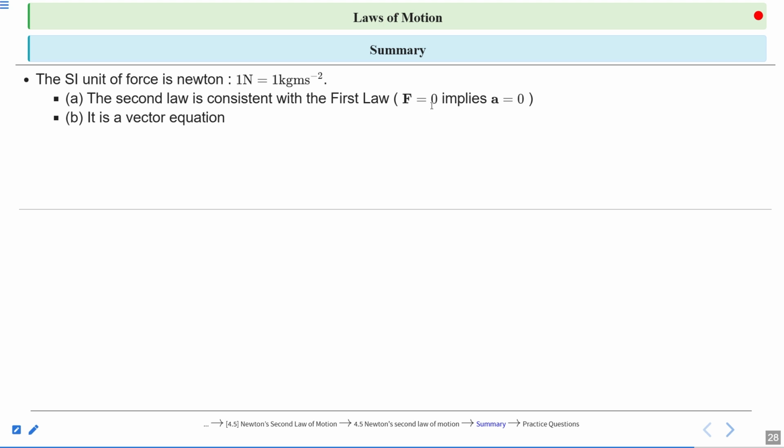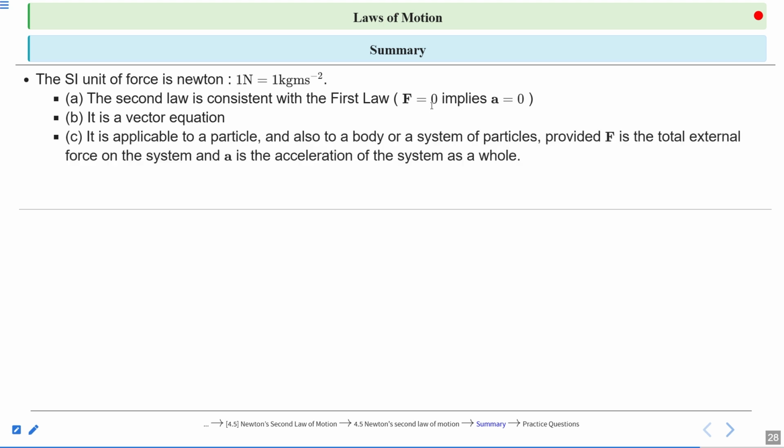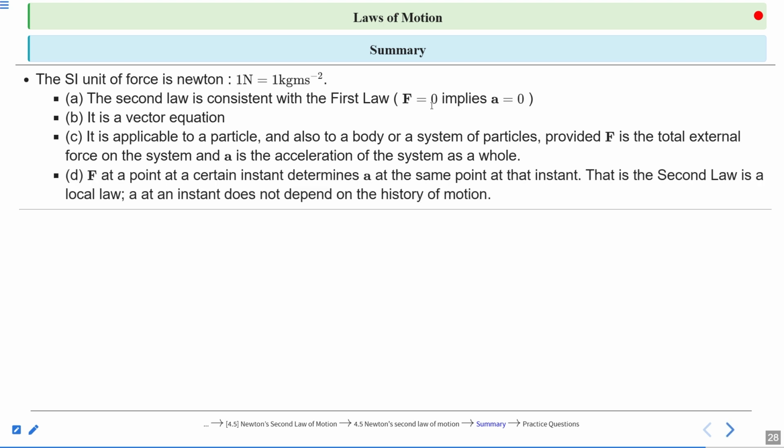B. It is a vector equation. It is applicable to a particle and also to a body or system of particles, provided F is the total external force on the system and a is the acceleration of the system as a whole. F at a point at a certain instant determines acceleration at the same point at that instant. That is, the second law is a local law. a at an instant does not depend on the history of motion.